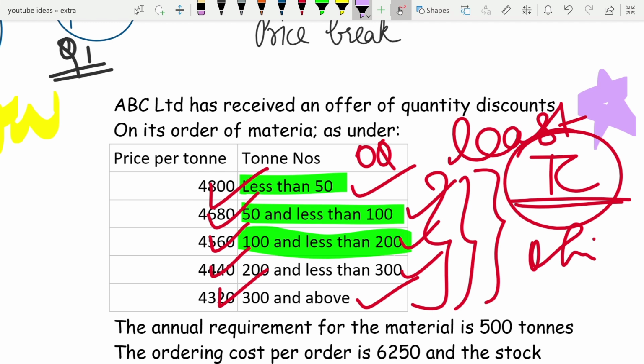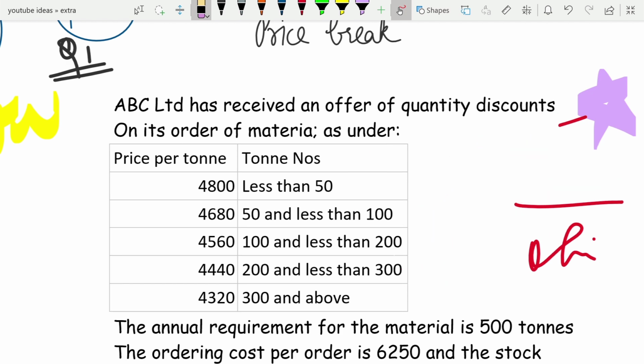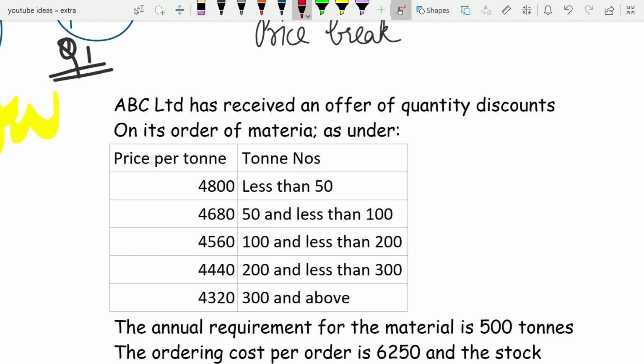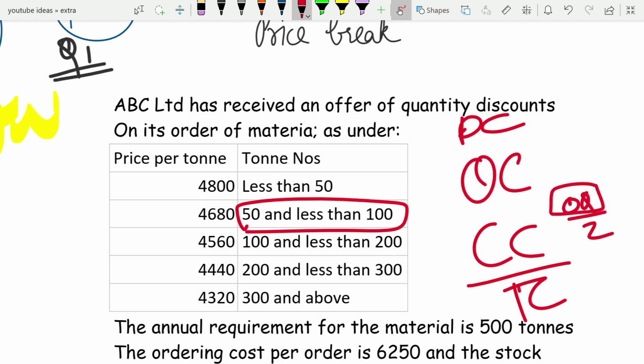Fine. One question might be: if we are going to find out the total cost using a range, how are we going to do that? Because this is something new. Before, while finding out total cost, you had to find out all three costs: purchase cost, ordering cost and carrying cost. In the previous questions, when you found out carrying cost, you used to do order quantity by 2, because there was only one specific order.